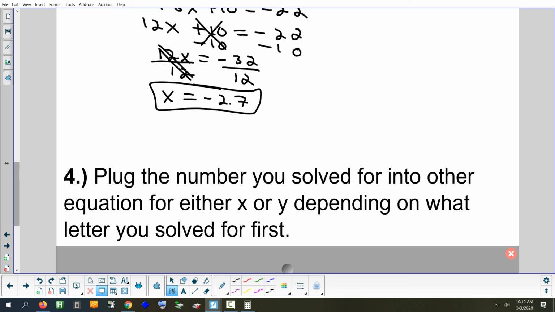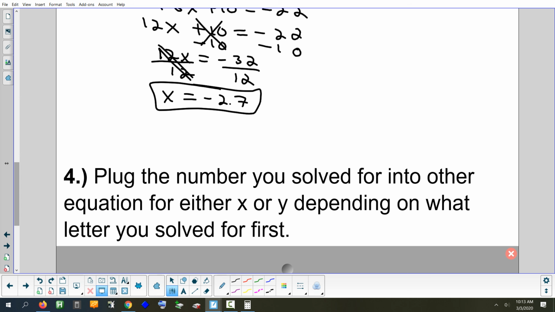So now, take the number that you just got and plug it back into one of the equations. It's kind of like what we did yesterday. Now we're taking a number and we're plugging it back in.